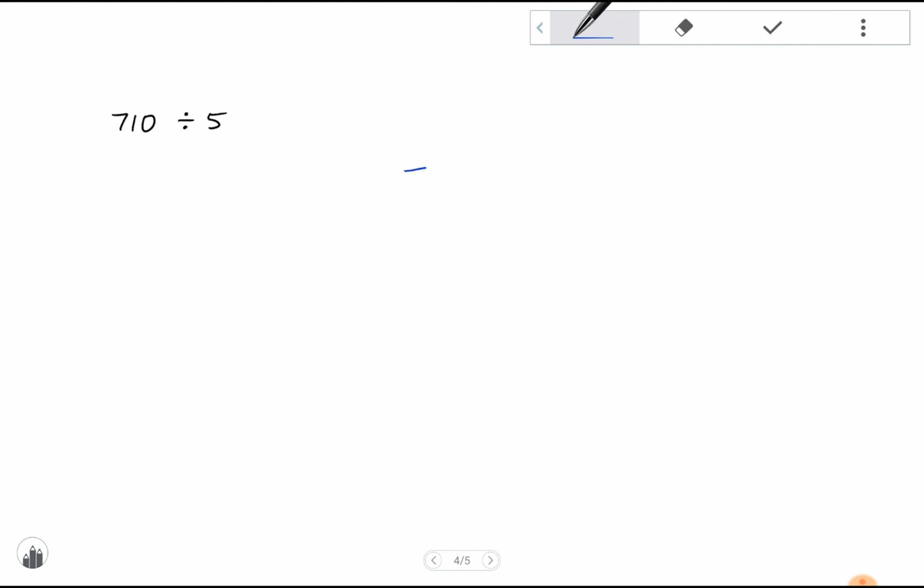Finally, division. Long division, the question will look like this. So this is asking, first of all, 710 divided by 5. How many times does 5 go into 7? 5 can fit into 7 one time. 5 times 1 is 5. Now we subtract. 7 minus 5 gives us 2. And we're going to drop the 1.